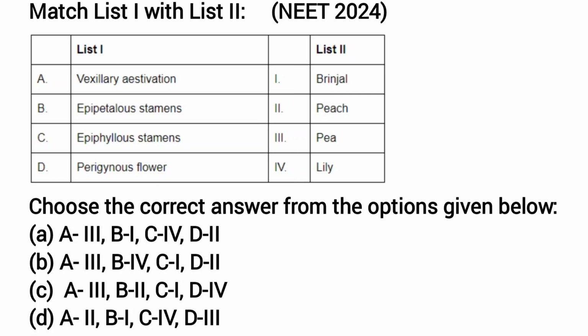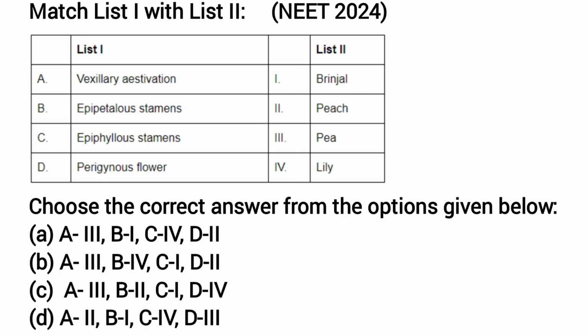it is seen in the plant pea. So vexillary estivation is seen in pea plants. So A matches with 3, and it is given in options A, B and C. So easily you can rule out option D as a wrong answer for this question.